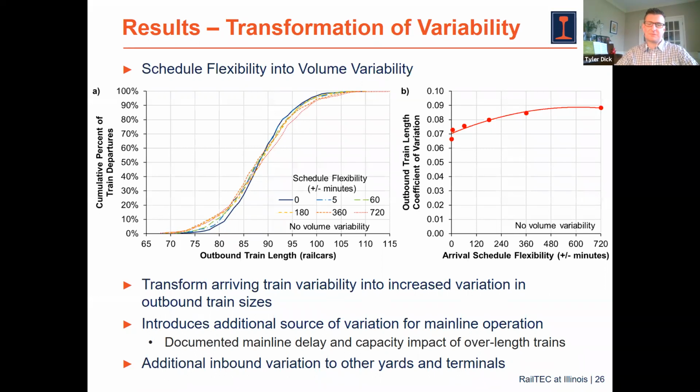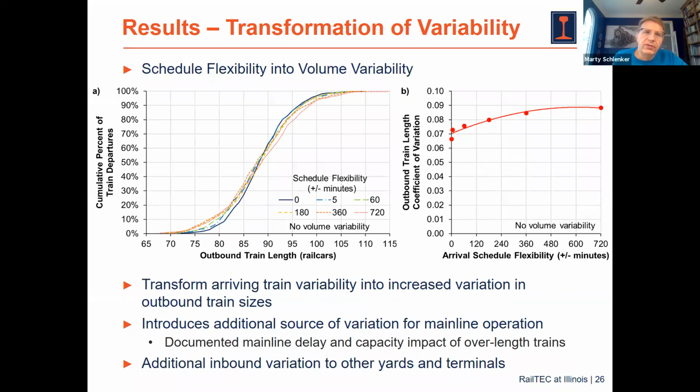Some previous research we've looked at documents the delay and capacity impact of over length trains on our mainline operation. And even if those trains make it over the main line, it creates additional variation for other yards and terminals. They're not consistently receiving trains of the same size. Now they've got to deal with very long or very short trains unpredictably, and that affects the utilization of the yard track resources and has its own effect on the performance of other yards on the network.